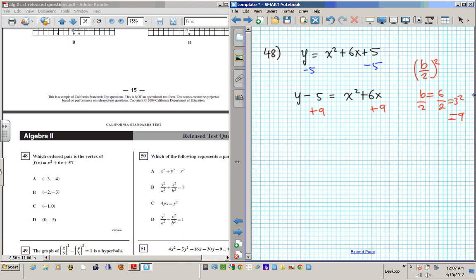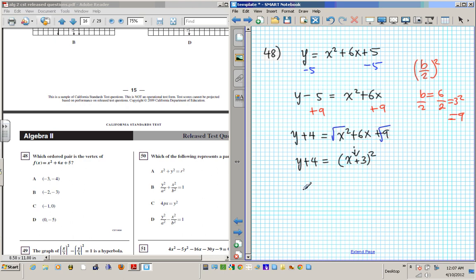So we're going to have y minus 5 plus 9, which is y plus 4, equals x squared plus 6x plus 9. And then we factor this. To factor this, you take the root of the first and the last. The left side is y plus 4. If you root the right side, you have x, bring down the middle sign, x plus 3 quantity squared. That's the factored form, so this is the vertex form for this equation.